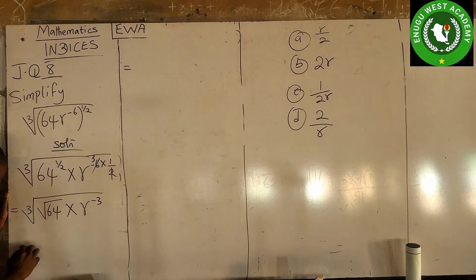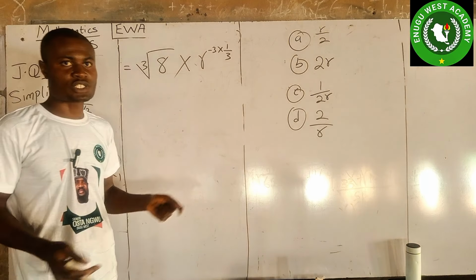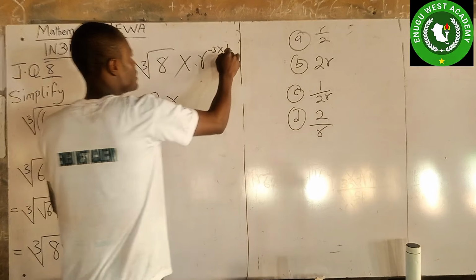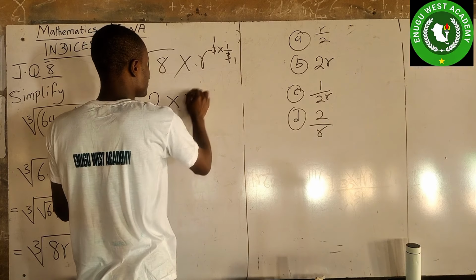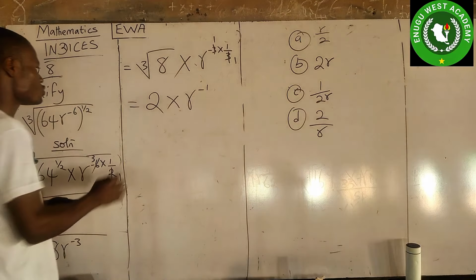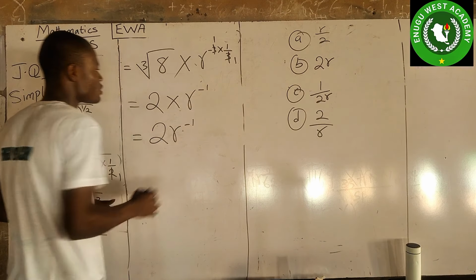If you can remember, I told you if you are dealing with numbers, just use the roots. If you are dealing with alphabet, introduce 1 over 2, 1 over 3, depending on the root, which is cube root. Now this will be equal to cube root of 8, which is 2, times r. 3 cancel itself is 1. So we're going to have r minus 1, which is equal to 2r raised to power minus 1.